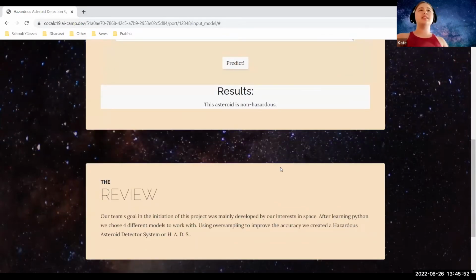So basically, to review everything that was said in the beginning with our timeline up until here, our project was totally inspired by space. We had a couple of other options for data sets that we had gone into previously, but this just felt right. After learning our Python, we looked through 4 different machine learning models, and now using oversampling to improve our accuracy on the data set that we had retrieved, we created HADS.